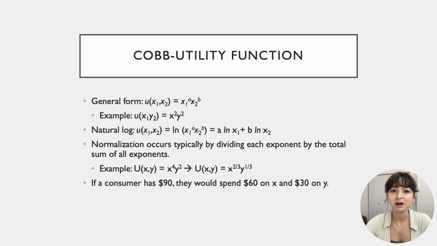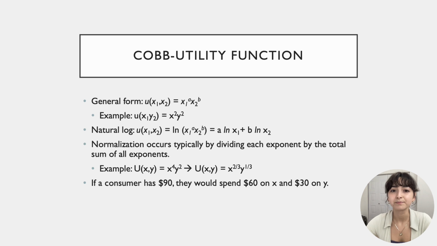To normalize a Cobb-Douglas utility function means adjusting the exponents so that they sum to 1, typically by dividing each exponent by the total sum of all exponents. This doesn't change the consumer's preferences, but simplifies analysis, which, especially in budget allocation problems, is useful. When it's normalized, the exponents directly represent the proportion of income spent on each good, making interpretation and demand derivation more intuitive.